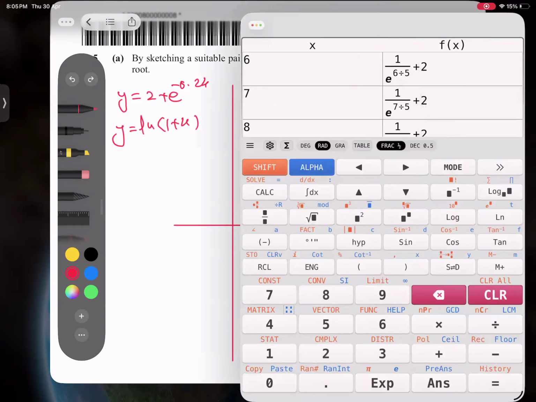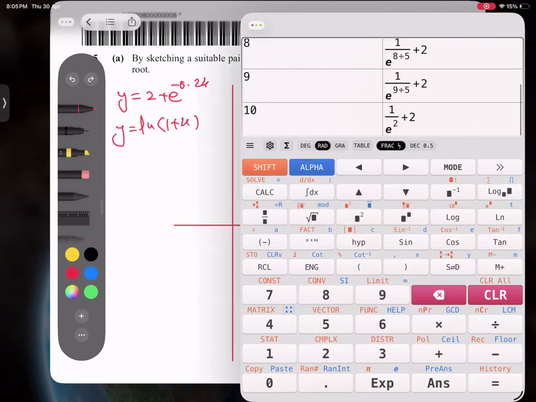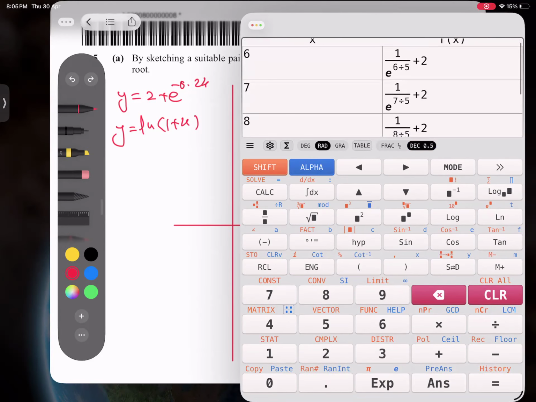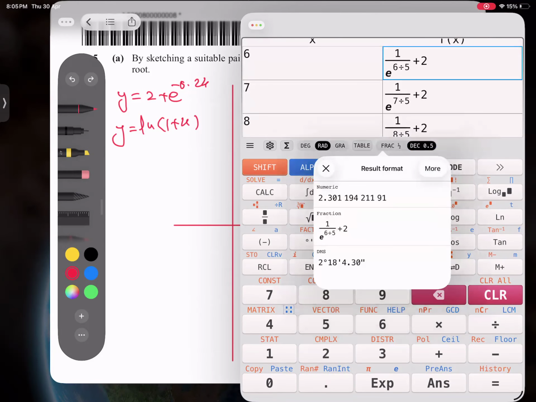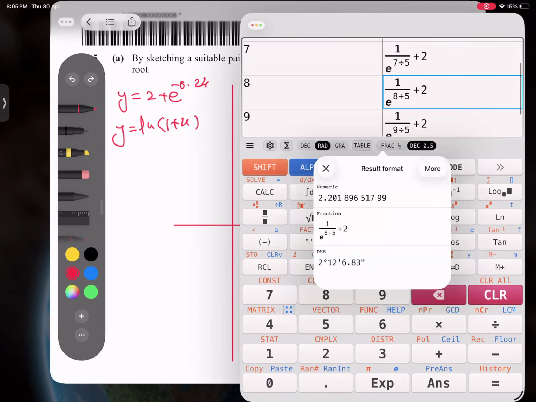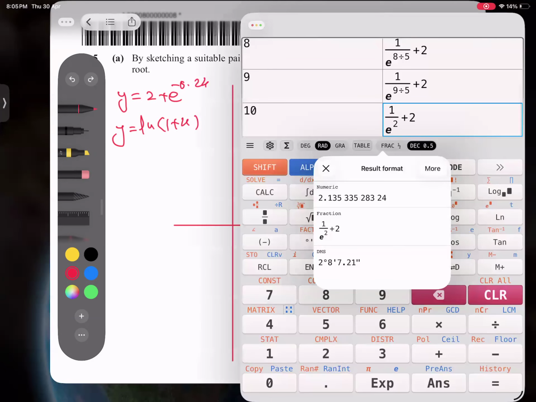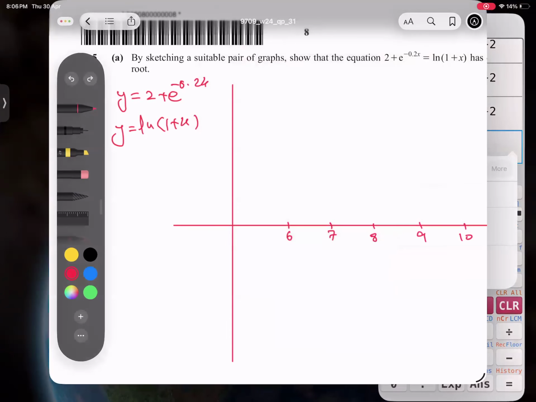Okay, so the problem is, wait a minute, decimals, I have to convert it to decimals. Let me check it. Now, when I bring it in, it will give me decimal 2.3. What is the next number? 2.2. Next number 2.1. And next number 2.13. So students, in this way, you can make a table. You can use your table function and you sketch it.